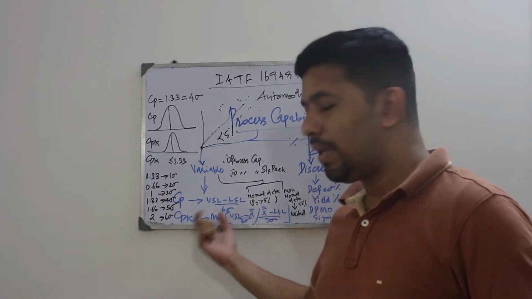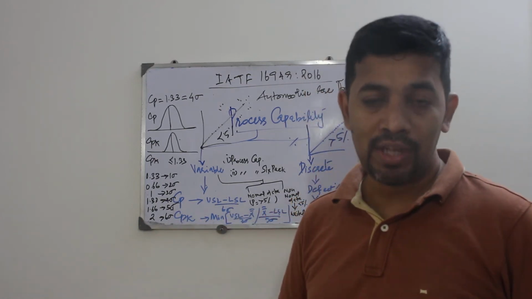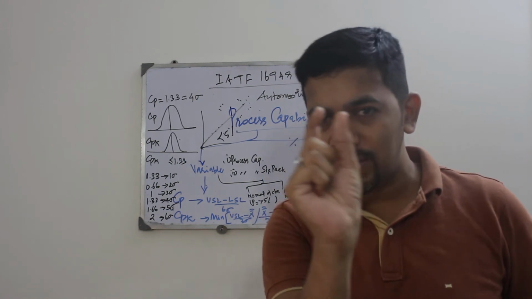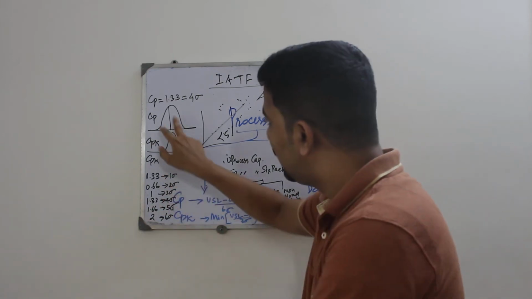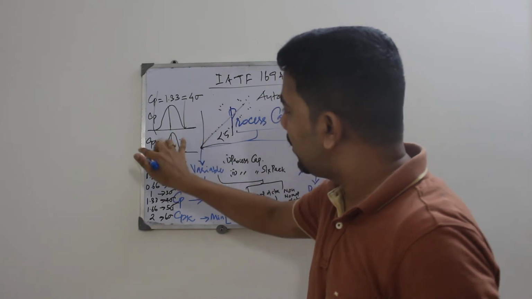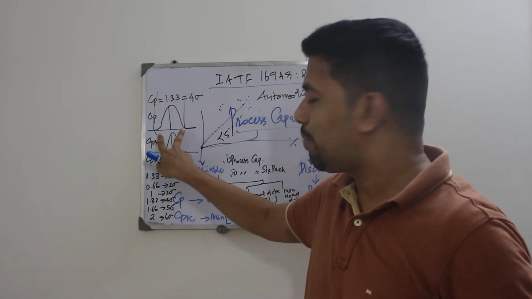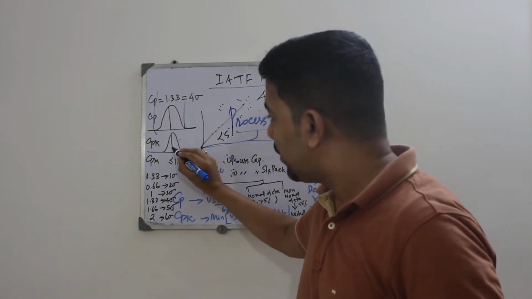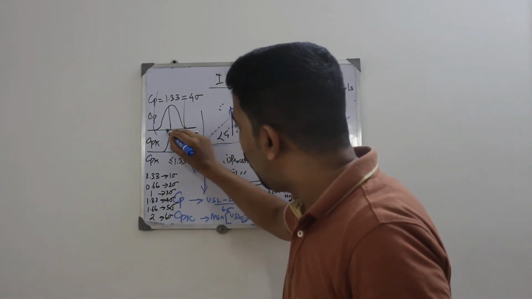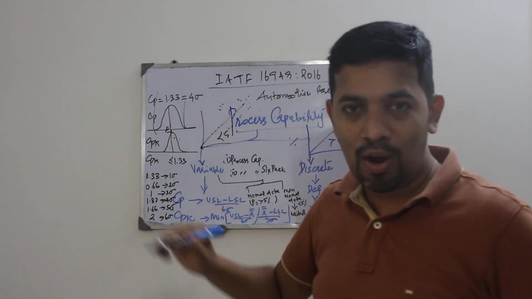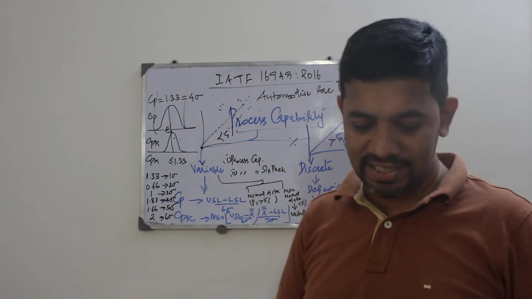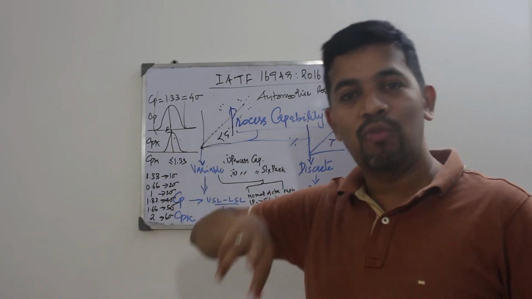So CPK is widely used because it's an index. It tells about the process centeredness, how the process has been centered. This is your overall process width, and this is your tolerance width. But if you look at CPK, the word indexing means how close the values are to your target, close to your mean value, close to the middle line. That is why CPK is very powerful compared to CP.